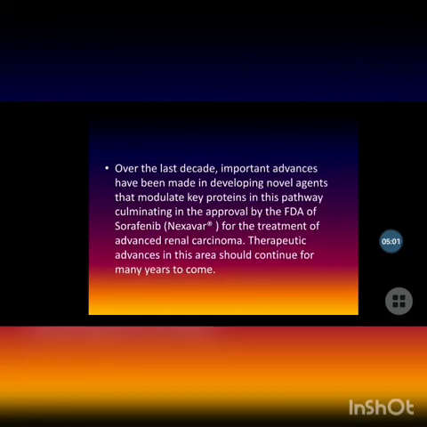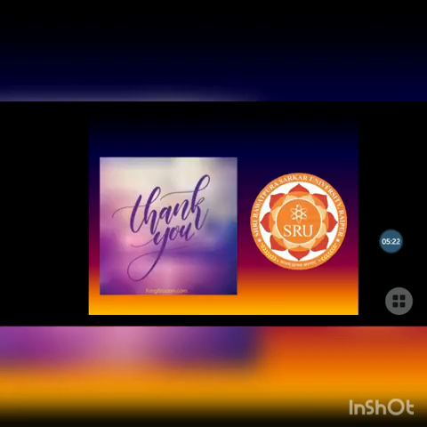Over the last decade, there are some important advances which have taken place in developing novel agents that modulate key proteins in this pathway, culminating in the approval by the FDA. So this was all about MAP kinases.